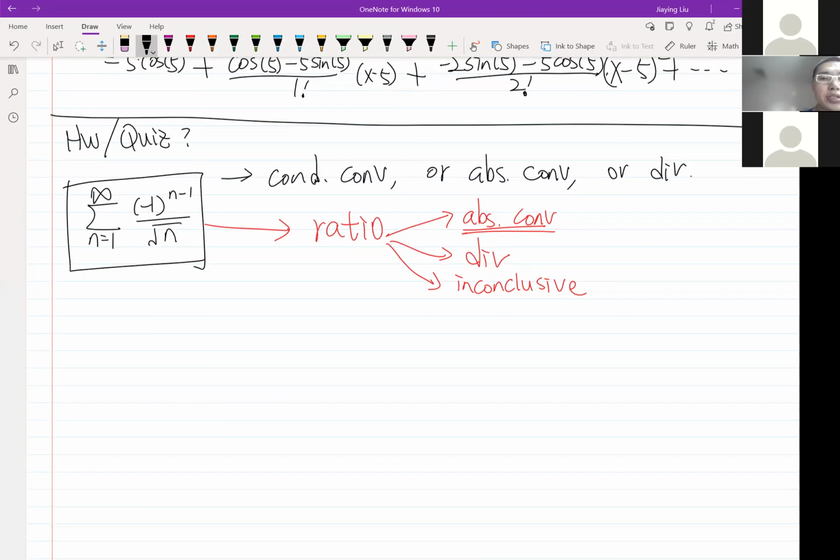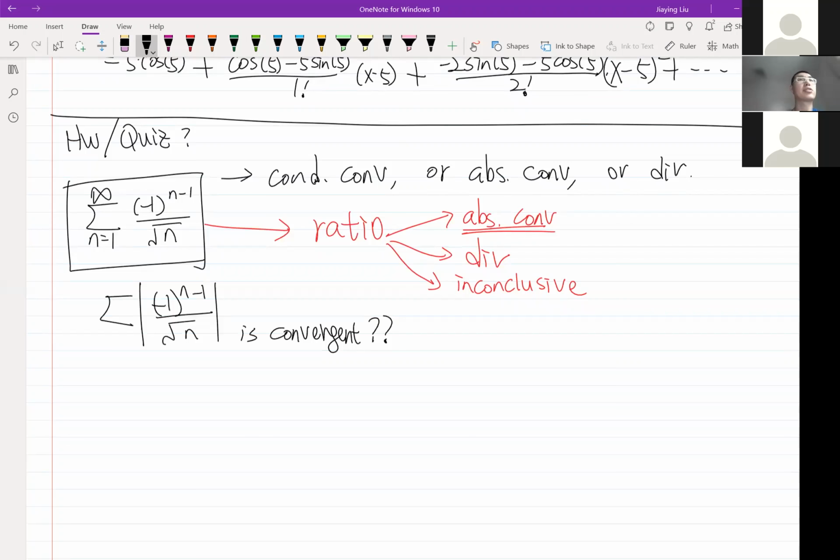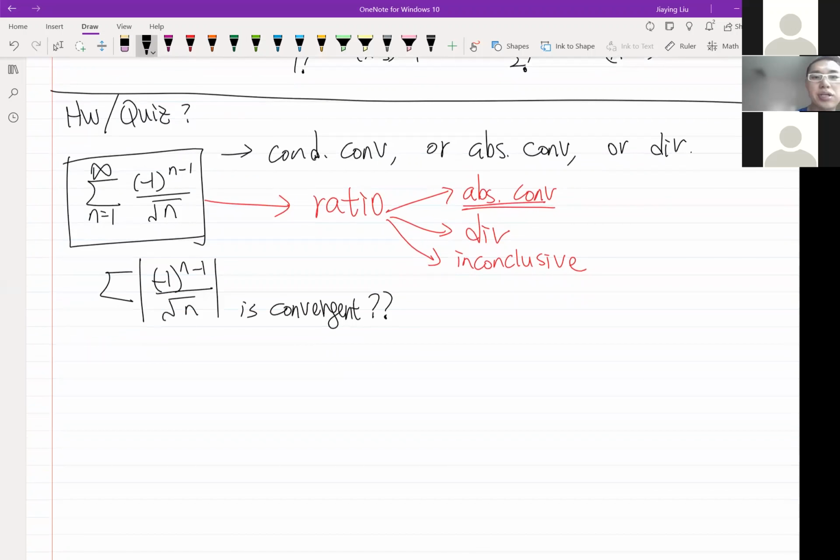So for a series to be absolutely convergent, we must find the series of absolute values. So that's the series of the absolute value of (-1)^(n-1) divided by the square root of n. So we want to know if this series is convergent. If it is convergent, the given series is absolutely convergent. That's a definition. So is this convergent? I don't know.